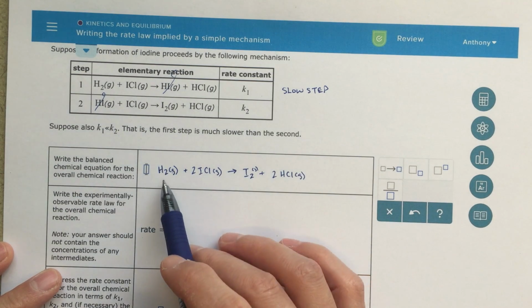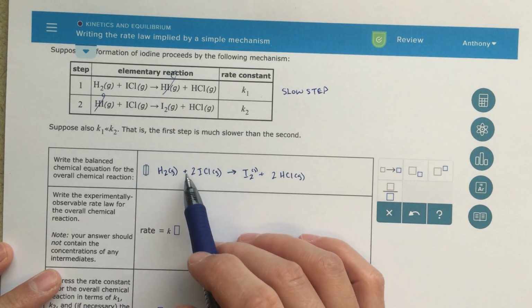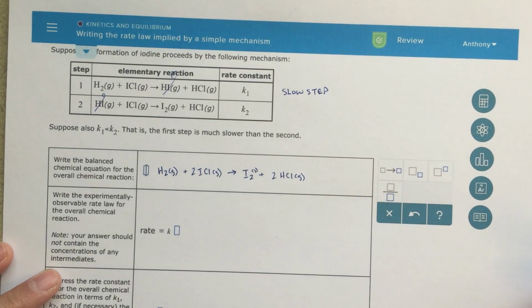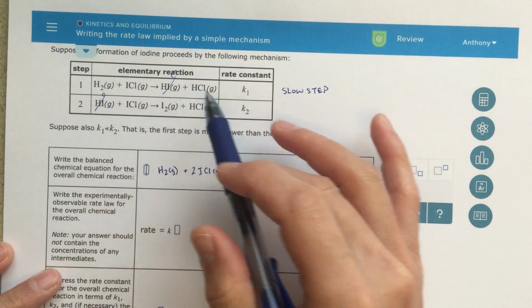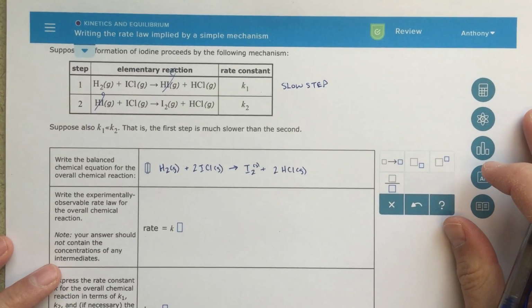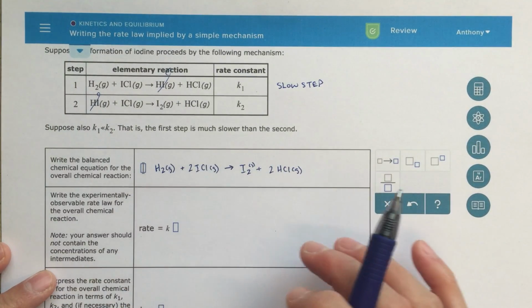We can just do a quick check. Is it balanced? 2 hydrogens, 2 hydrogens, 2 iodines, 2 iodines, 2 chlorines, 2 chlorines. So that seems good. I've canceled out my intermediate. That's another key step there. So that's going to be my overall chemical reaction.